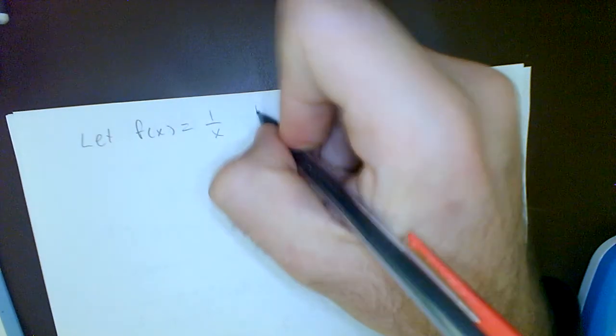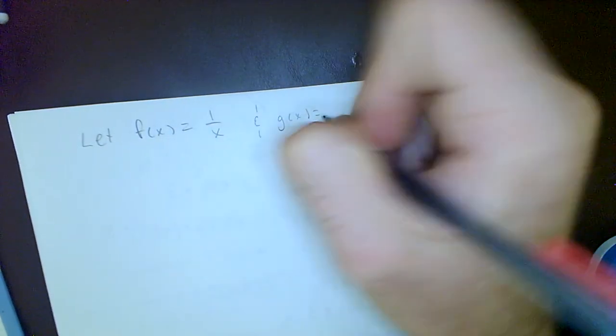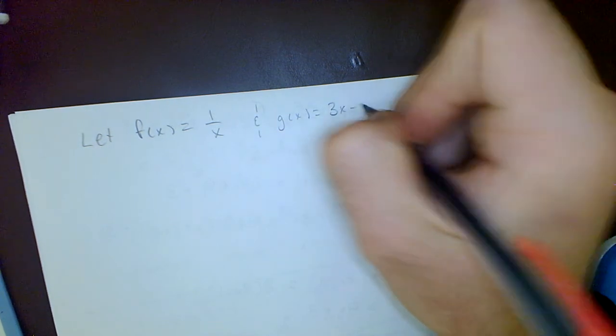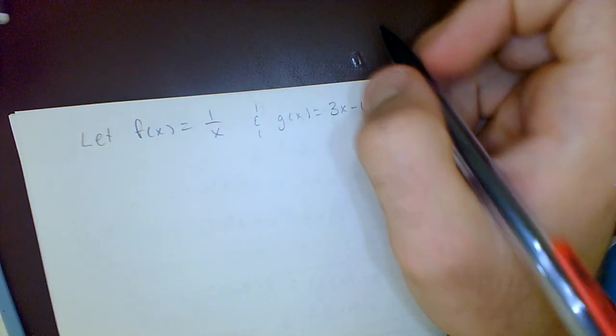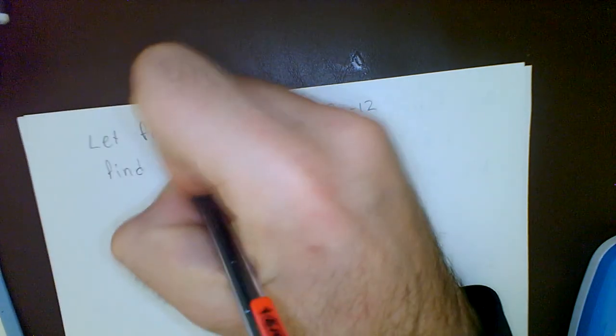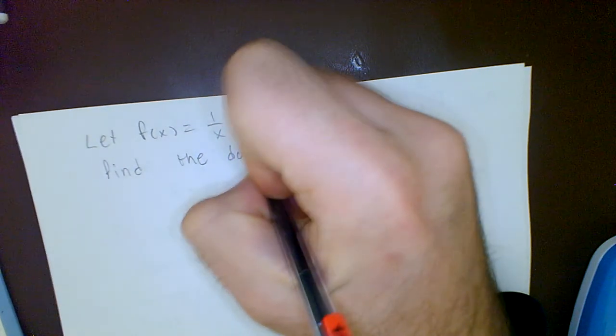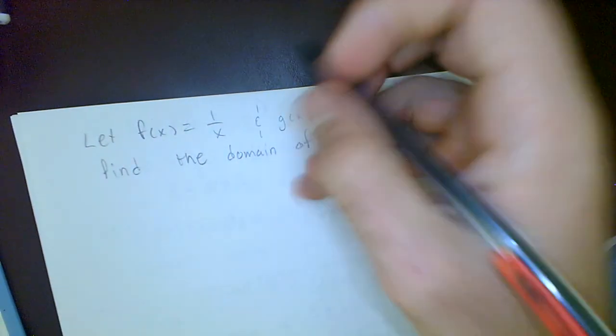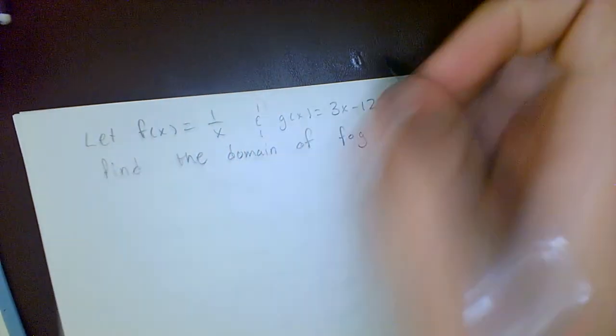Okay. All right, so let's do one more of those practice ones. Very good practice. So now let's go ahead and let f of x equal 1 over x, and g of x equals 3x minus 12. So find the domain of f of g.